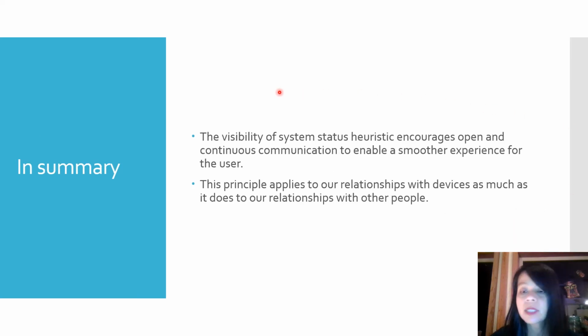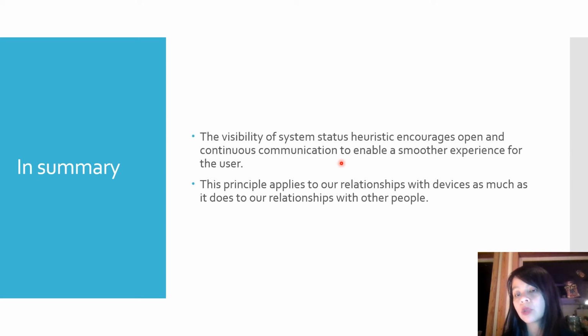Okay, so to summarize visibility, the visibility of a system status really encourages open and continuous communication to enable a smoother experience for the user. So why is this important? It's important because a smooth experience is important. It applies to our relationship with devices, just like it applies to our relationships with other people.